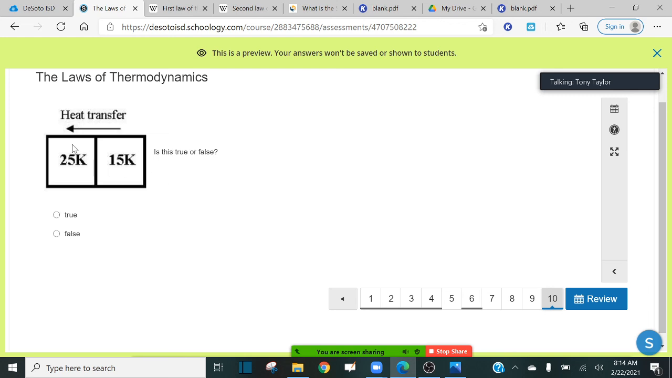Look at what this diagram is saying. This diagram is saying that heat is being transferred from the 15-degree Kelvin object to the 25-degree Kelvin object. In other words, guys, this diagram is saying energy is traveling from the colder substance to the hotter substance. Is that true or false? Can this happen naturally? I'll leave you guys to answer that on your own. So, guys, just go ahead and finish the rest on your own.